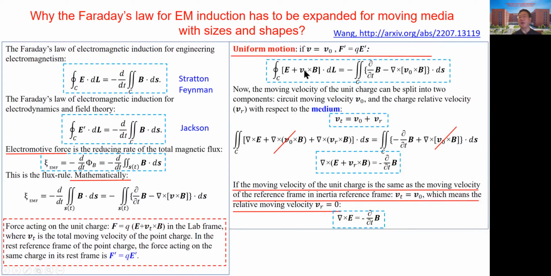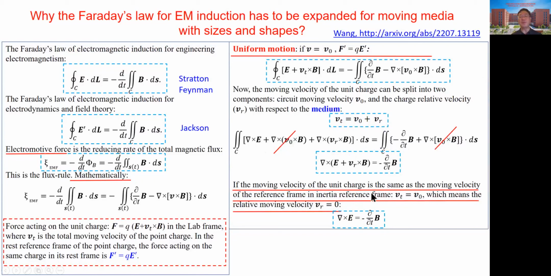So this is v naught. But the velocity v is the total velocity, the circuit's moving velocity plus the reference velocity together. You substitute into the left-hand side, and you have this term. This is the medium motion term, and this is the relative motion term. On the right-hand side, this is the medium or circuit motion term. These two terms cancel each other. Then this term remains. So if you have a large medium, there is a relative rotation between the point charge and the medium, especially rotation here. This term remains. That's why you have to expand Faraday's law of electromagnetic induction if you have acceleration, right?